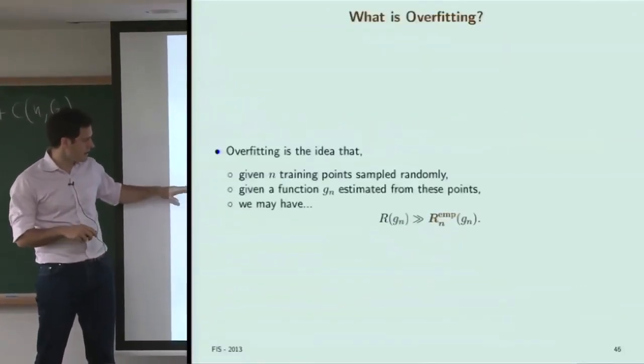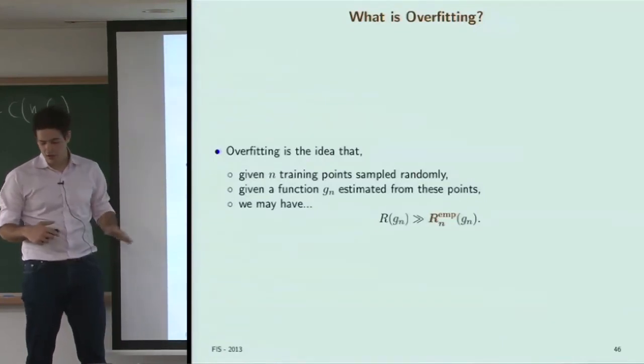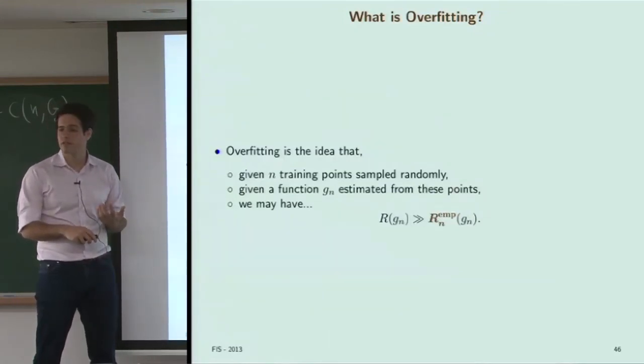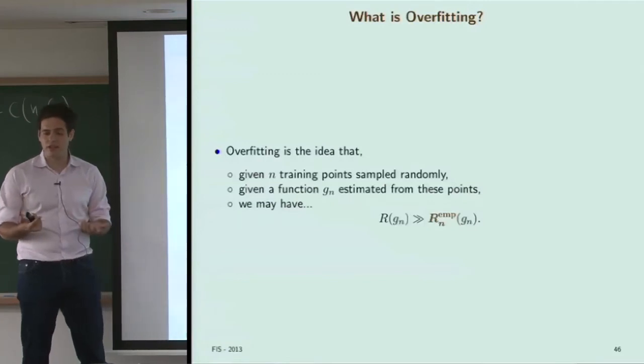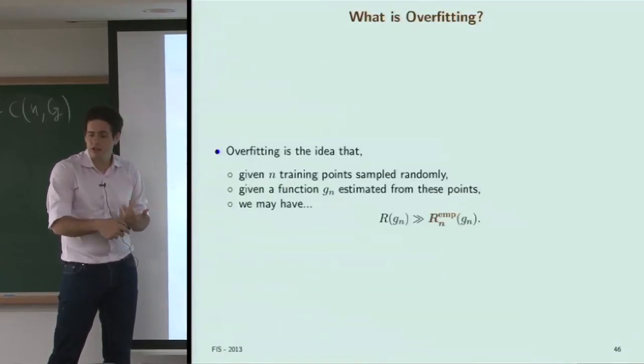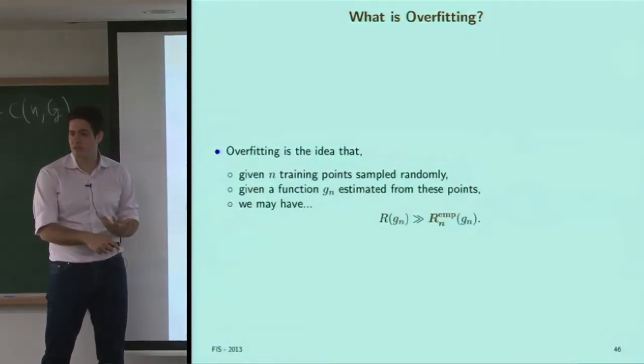So overfitting is the idea that given n training points sampled randomly, given a function Gn estimated from these points, we might have that the empirical risk grossly underestimates the real risk of Gn. Okay? So it's a very tricky thing, because the way we compute Gn is by minimizing the empirical risk. But in doing so, we might miss the fact that actually the real risk of Gn is much bigger.